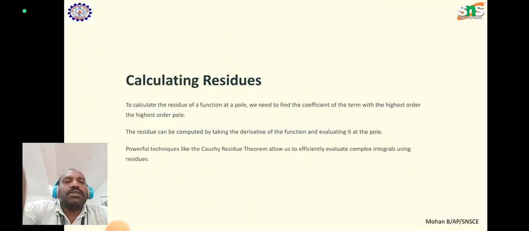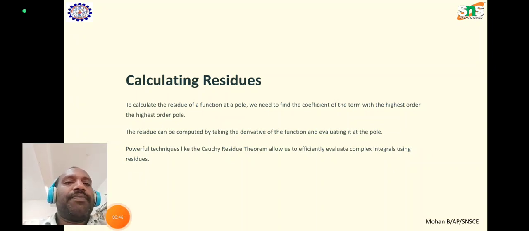Then, Cauchy's residue theorem. If we calculate the residue of a function at a pole, we need to find the coefficient of terms with the higher order pole. Then residues can be computed by taking the derivatives of a function and evaluating it at the pole. See here, the residues can be computed by taking the derivatives of the function and evaluating at the pole.